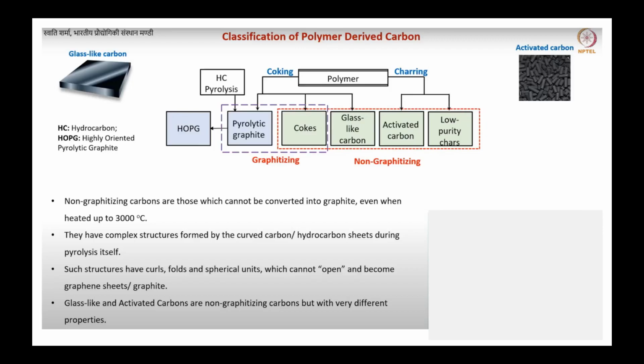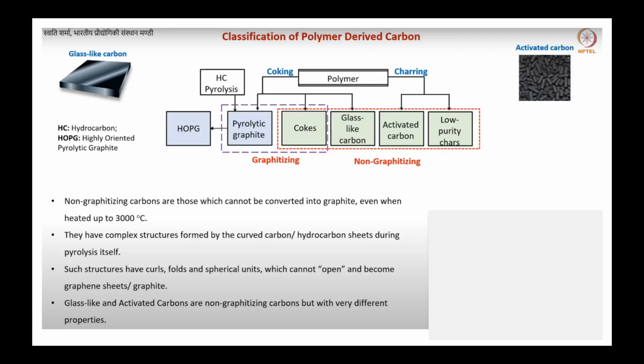This pyrolytic graphite is also the highly oriented HOPG, as we have discussed, highly oriented pyrolytic graphite, and HC means hydrocarbon pyrolysis. So here in the image, you can see the glass-like carbon, how it looks actually, and the activated carbon. So it has various applications because of its exotic properties.